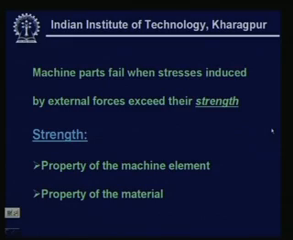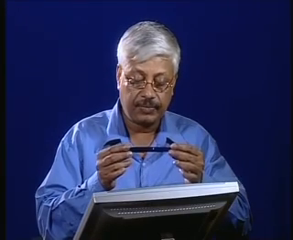Suppose this is a machine element which has been designed to take up some external loading. Once it has been designed, whether it is put onto a machine member or it is simply lying on the table or somewhere else, it is always going to have the strength for which it has been designed.